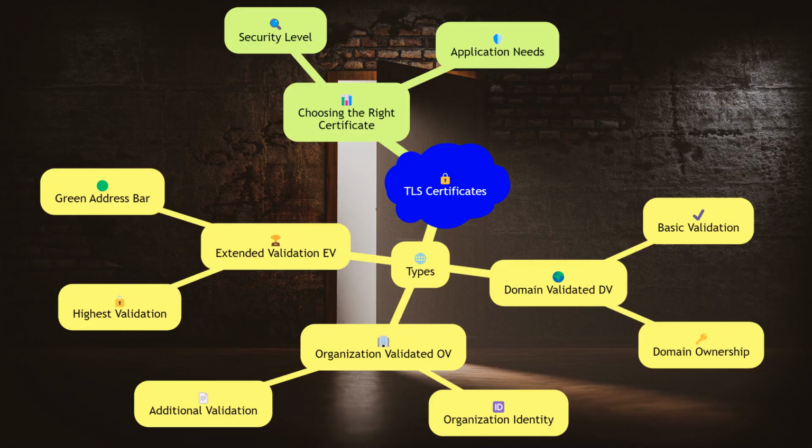There are several types of certificates used in TLS, including domain-validated, DV, organization-validated, OV, and extended validation, EV certificates. DV certificates are the most basic and only verify the domain ownership. OV certificates provide additional validation of the organization's identity. EV certificates offer the highest level of validation and display a green address bar in the browser, indicating a secure connection. Choosing the right type of certificate depends on the level of security required for your application.